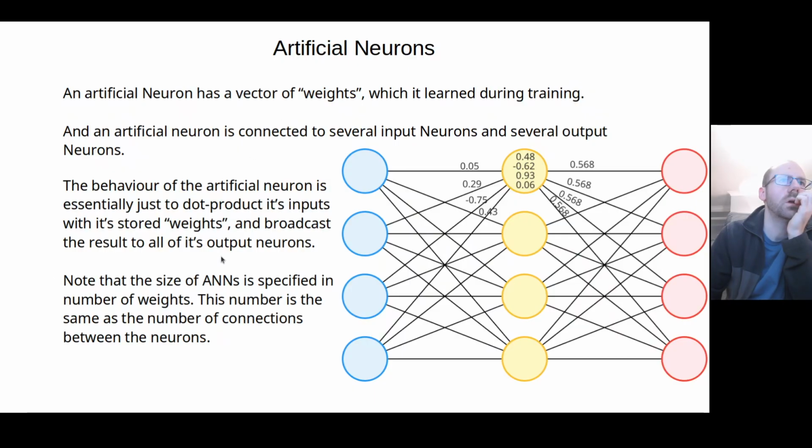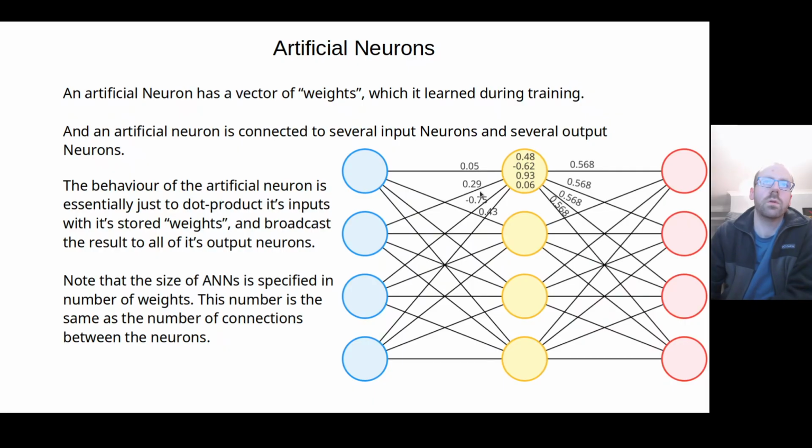Note that the size of ANNs is specified in number of weights. So you might hear that a large language model is a 1 trillion parameter model or a 300 billion parameter model. What they're talking about there is the number of weights. So in all of the artificial neurons, if you were to count the number of numbers in each neuron's vector, that's what they're talking about.